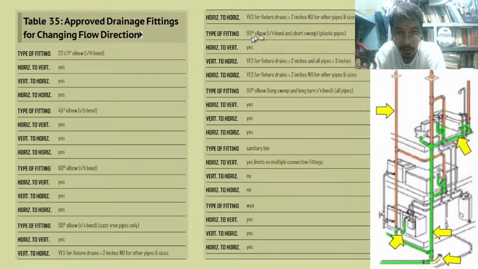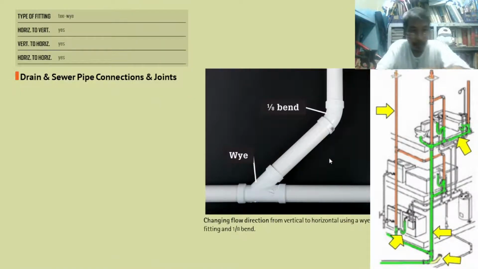What about the 90 degree elbow for plastic pipe? There is a limitation for vertical to horizontal and horizontal to horizontal. For sizes of 2 inches and above, it is not recommended for use. That's all for our main topic. Next topic would be drain and sewer pipe connections and joints.